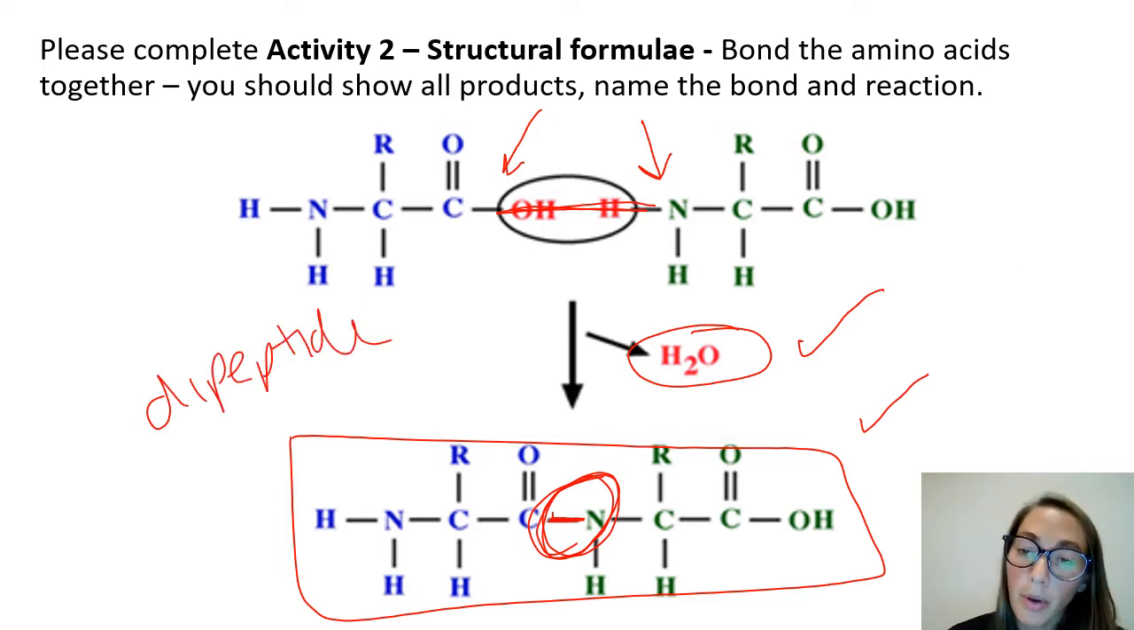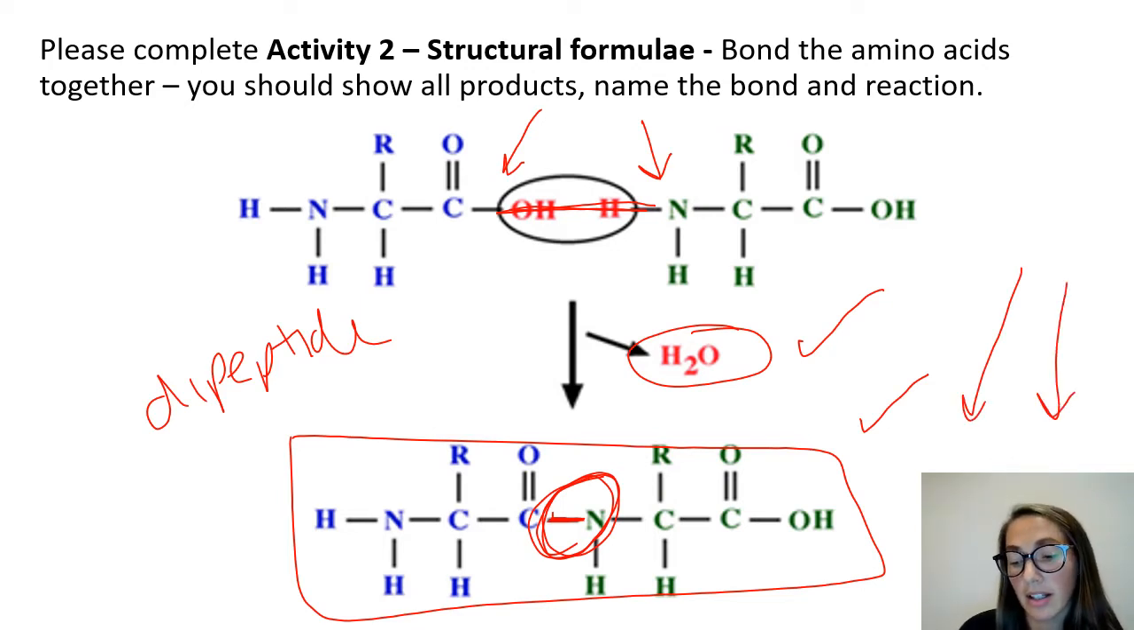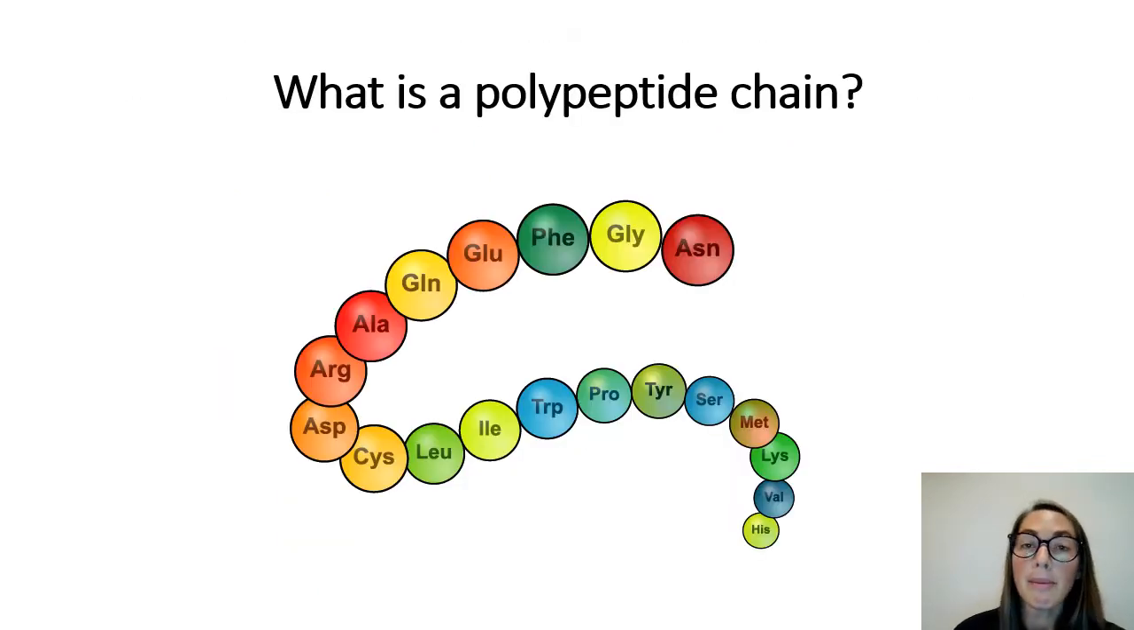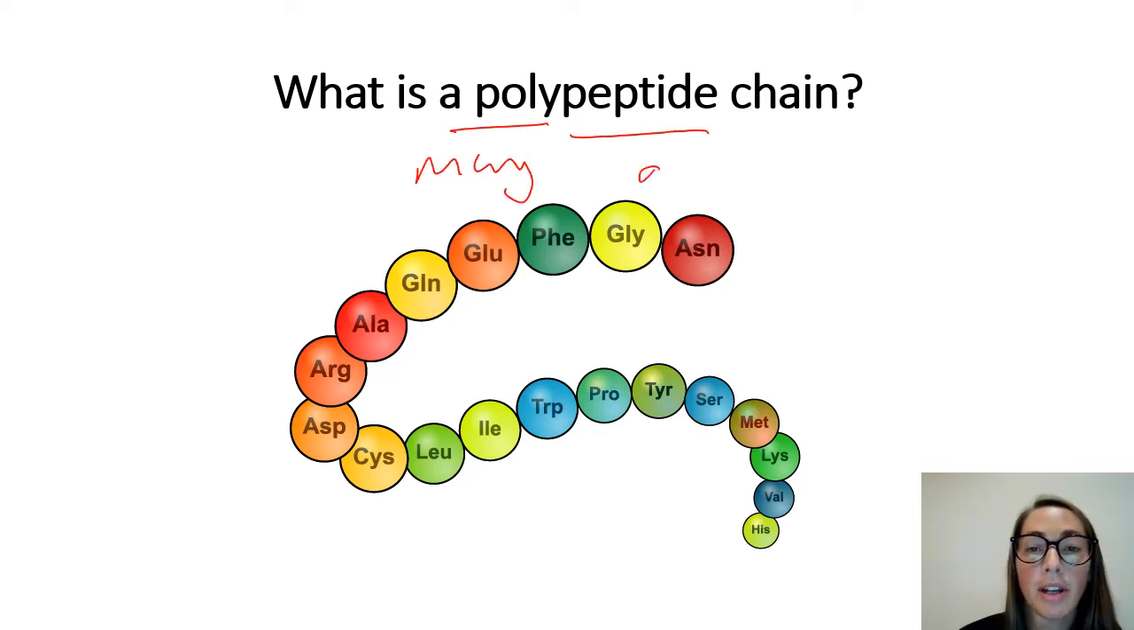If we were to bond or join on more amino acids, we would start to create a polypeptide. Now a polypeptide, or a polypeptide chain: poly means many, peptide, we're talking about amino acids, so it's many amino acids bonded together in one long chain. So we can see here's one amino acid, here's another, and they're all connected by peptide bonds.